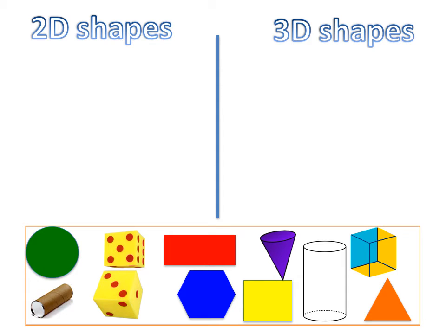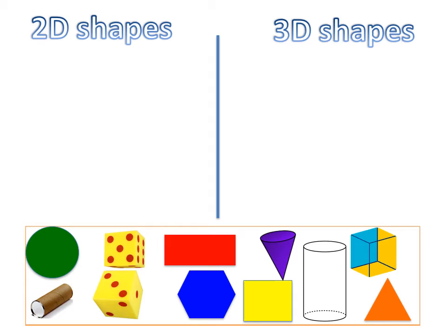Okay, the next thing we're going to do is sort the two-dimensional shapes and the three-dimensional shapes. So have a look here and see if you can work out what two-dimensional shapes you can see and what three-dimensional shapes you can see. You might like to draw the two-dimensional shapes on a piece of paper, or you might just like to imagine where you think each of them will go. And then you can check your answers on the next page.